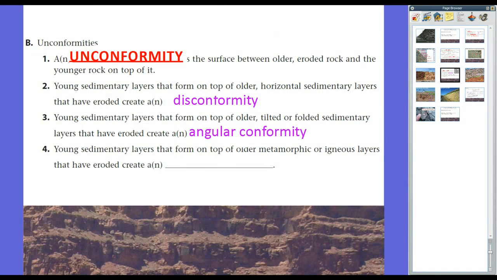Finally, if we have younger sedimentary layers that don't sit on top of other sedimentary layers, which means they'll be sitting on top of metamorphic or igneous layers, they'll have what we call a non-conformity. So disconformity, if you see DIS, you know it has to do with sedimentary rock sitting on top of older eroded sedimentary rock. If you have sedimentary rock sitting on top of non-sedimentary rock, in other words, if it's igneous or metamorphic, you'll have a non-conformity.